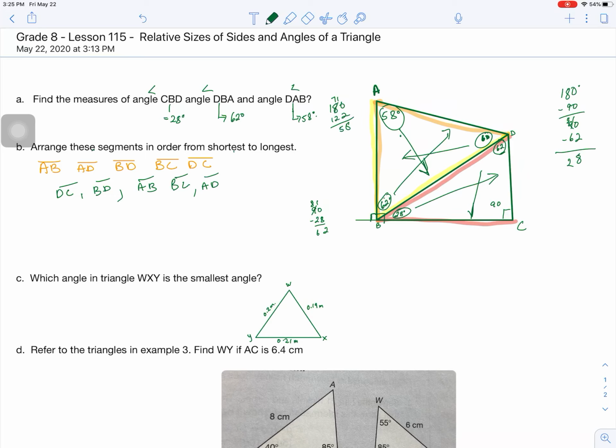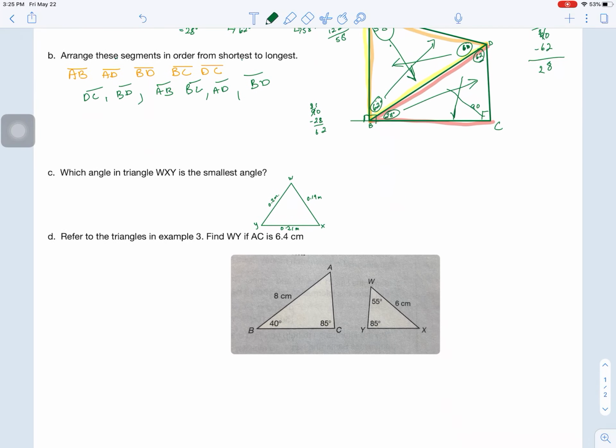And did we miss any? Or did I miss our 60 degree angle? No, I didn't. I think, oh, and then we have a 90 degree angle. The last one is BD. So that's how you would classify your lengths of sides.